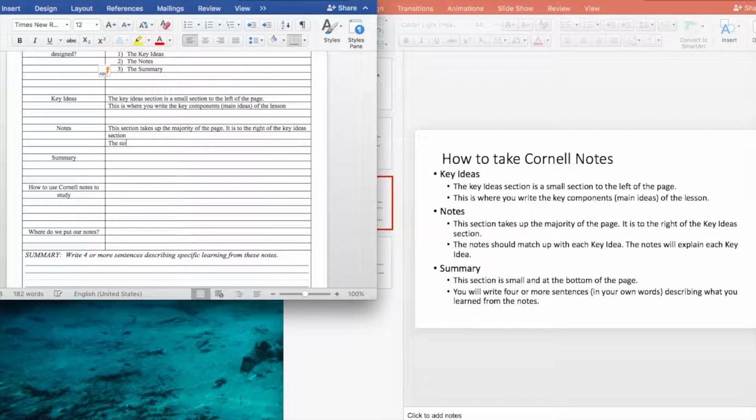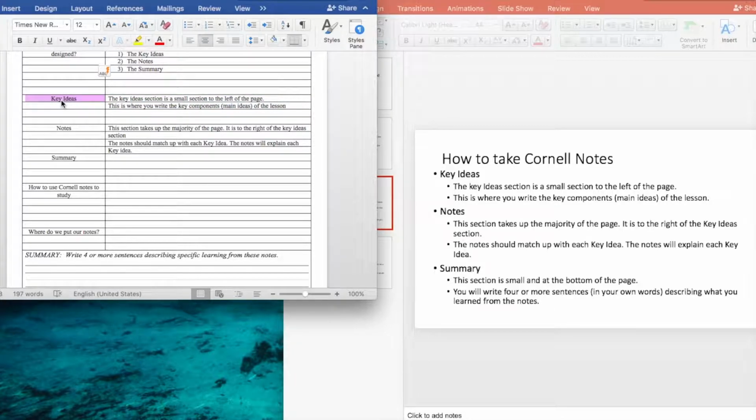The notes should match up with each key idea. The notes will explain each key idea. Okay, so this section of notes right here is explaining this key idea. Same thing with this section. This section of notes is explaining this key idea.